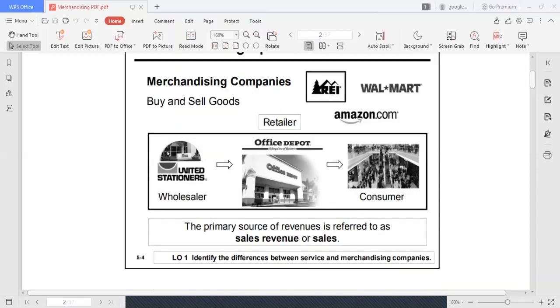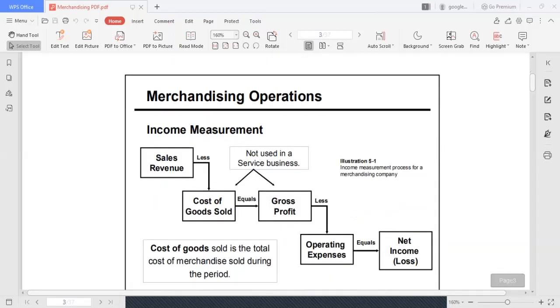So in this case, the primary source of revenues is referred to as sales revenue or sales. This account title is not present in a service type of business because in a service type of business, what you commonly use is service revenue. But since in a merchandising company there is a good or inventory involved, the account title being used is sales revenue or sales.